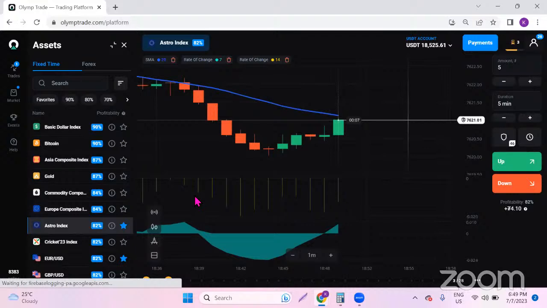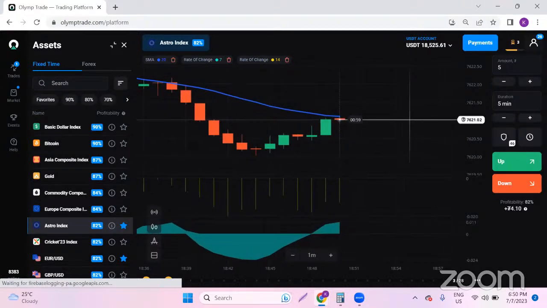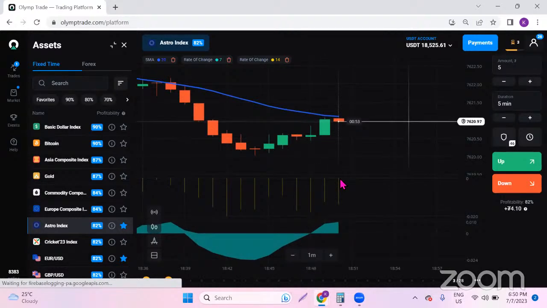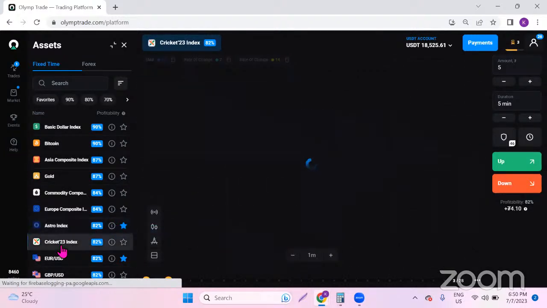Let me check Astro Composite, getting a signal here. Next candle might go above the SMA 20. Let's see how it ends. Okay, the ROC 7 is giving us a hint. The ROC 14 is still not very sure. So let's come back to this for its next candle.